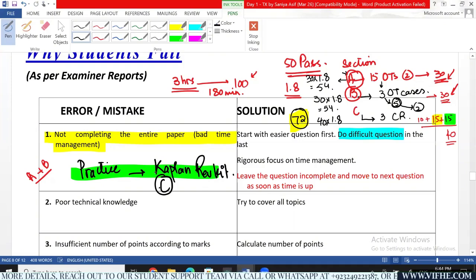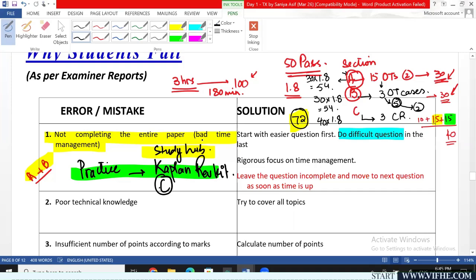All right. And there's another source through which section A and section B questions can be practiced, and that is Study Hub. Study Hub is a great resource where you may do the practice related to section A and section B. It is up to you whether you would like to practice section A and B questions out of the Kaplan revision kit or the Study Hub. That's totally up to you. But whatever the source you choose, you have to get done with 100% of the questions, whether they are OTs or OT cases, right?